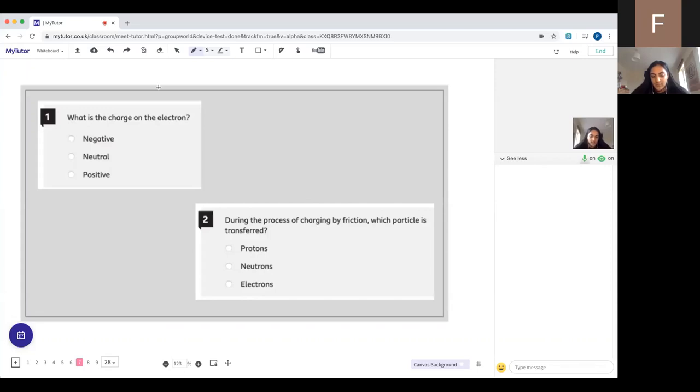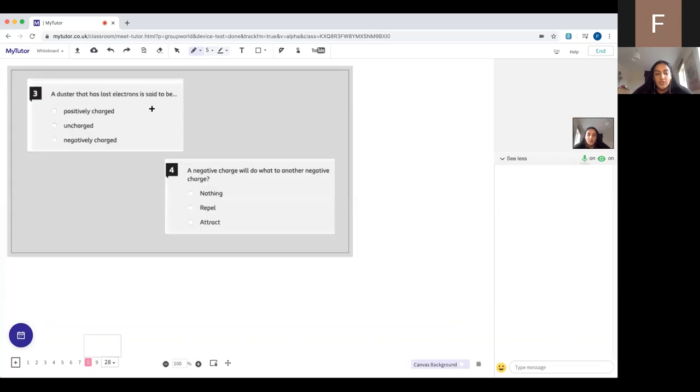Great, I can see loads of you getting the right answers, which is brilliant. So the charge on the electron is negative. And during the process of charging by friction, which is just static electricity, which particle is transferred? Electrons. We never transfer protons or neutrons, it's always the transfer of electrons. The transfer of electrons is really fundamental to static electricity being able to happen.